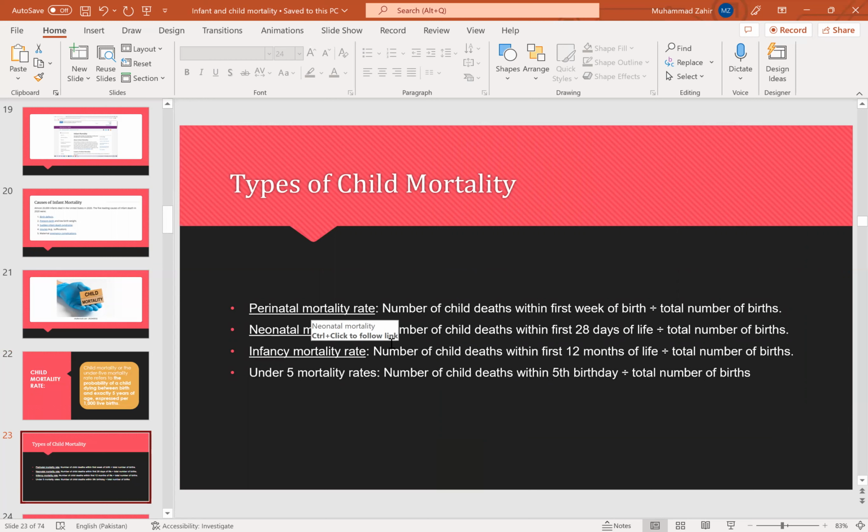Then the neonatal mortality rate is the number of child deaths within the first 28 days of life divided by the total number of births. The infant mortality rate is the number of child deaths within the first 12 months of life divided by the total number of births. Then the under 5 mortality rate is the number of child deaths before the fifth birthday divided by the total number of births.